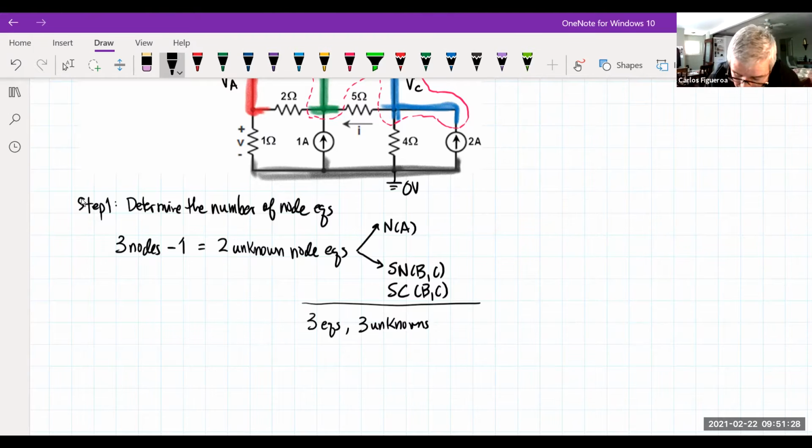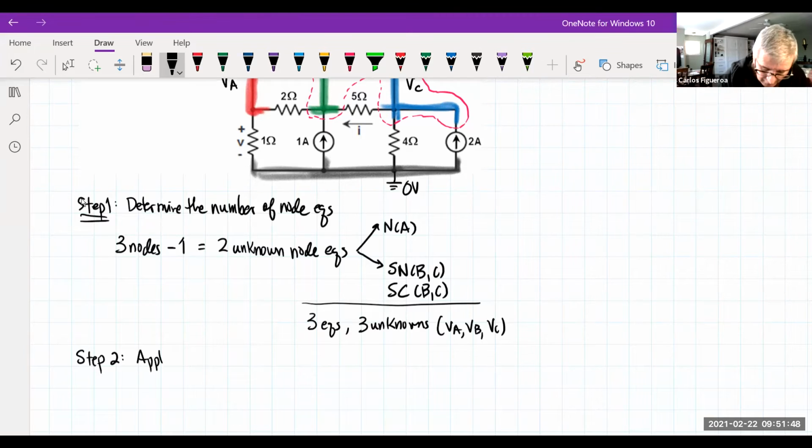And what are my unknowns? VA, VB, VC. So I better write down three equations. So let's go do that. So now I'm going to go apply my rules. Step 2. So now what I'm going to do is apply node analysis. So let's go do that.